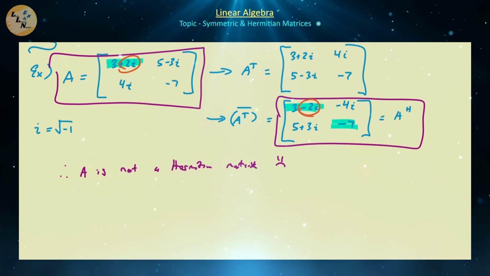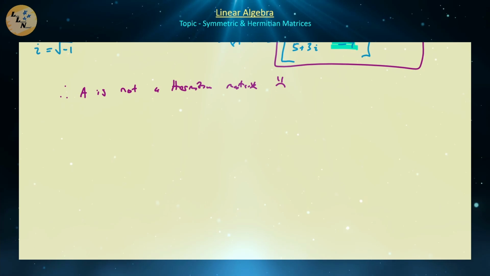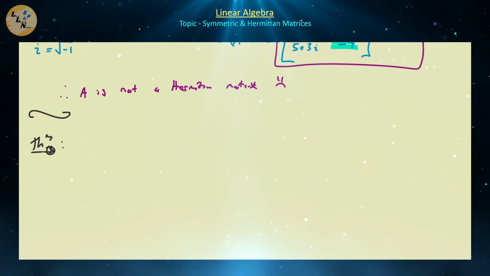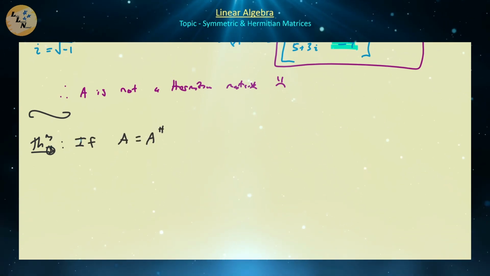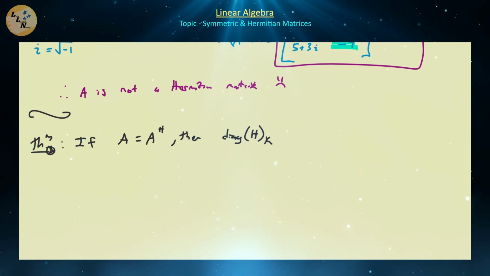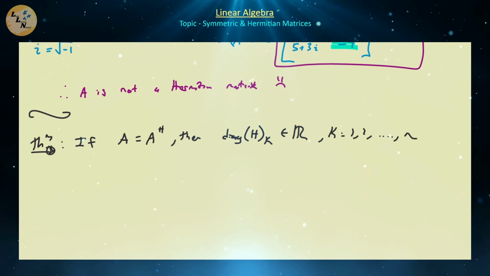So that gives rise to this next theorem that actually always holds for Hermitian matrices. So let's call this, say, theorem number 8. If A is a Hermitian matrix, i.e. A is equal to the conjugate transpose of A, then the diagonal entries, each of them, belong to the set of real numbers, i.e. their imaginary parts are equal to 0, where k is equal to 1, 2, down to, say, n, the number of rows and columns of that original square matrix A.